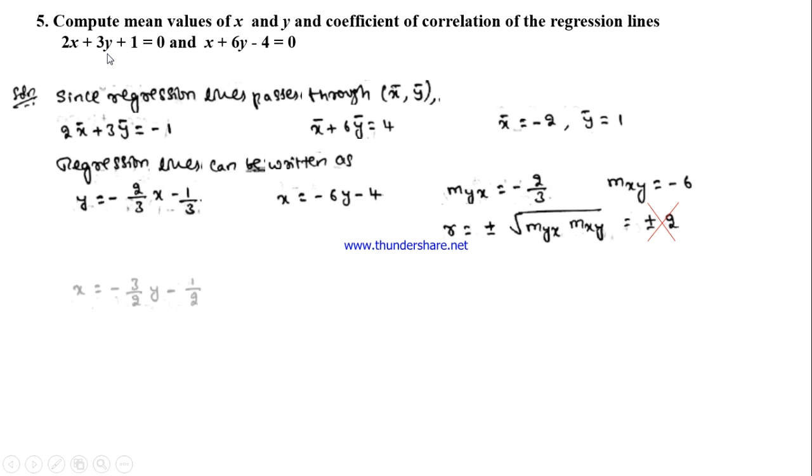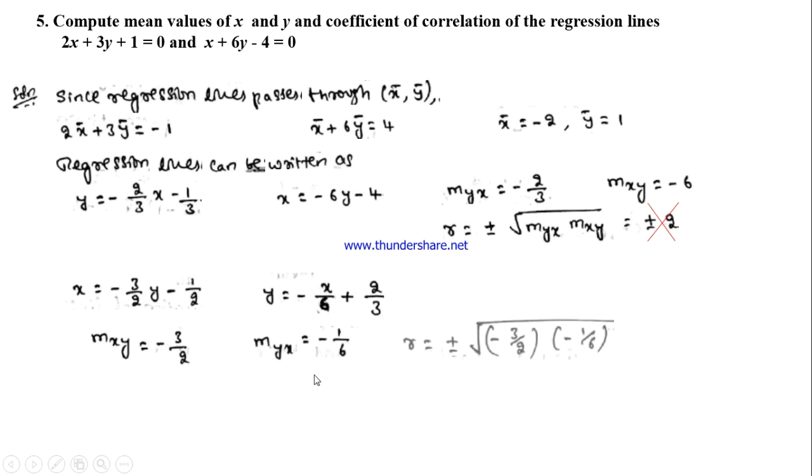Let me solve my first equation for x and second equation for y. And this is my mxy, which is -3/2, and -1/6 is my myx. Use them in R and you can note the value is given by plus or minus 0.5. This answer is acceptable. Since mxy and myx are both negative, we expect the value of R to also be negative, and we should assume R is equal to -0.5 as my correlation coefficient.